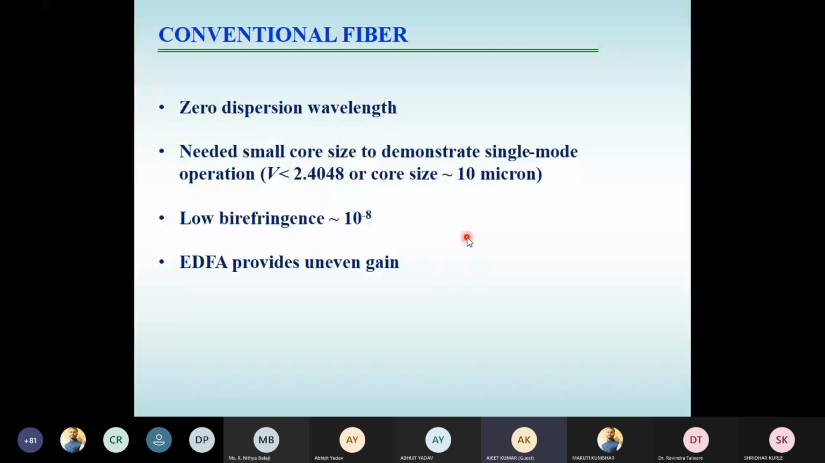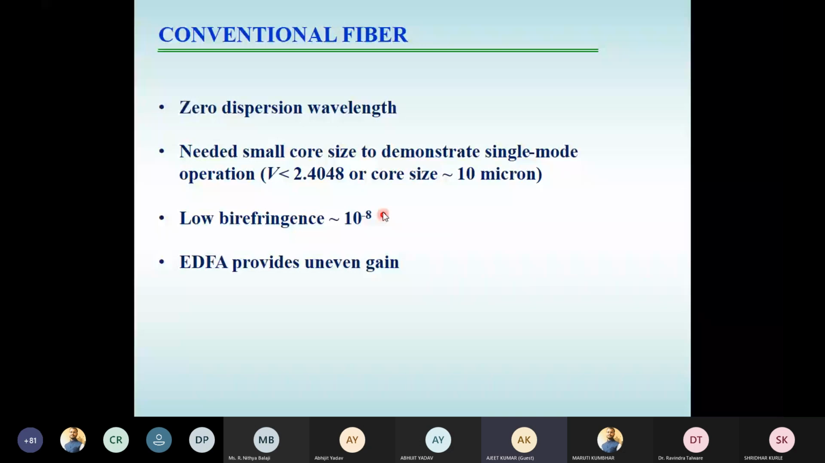So if you try to see what the birefringence is, which is the difference between the effective index of the X and Y polarization, that will be very close to each other, right? The difference of the X and Y polarization effective index will be of the order of 10 raised to power minus 8.